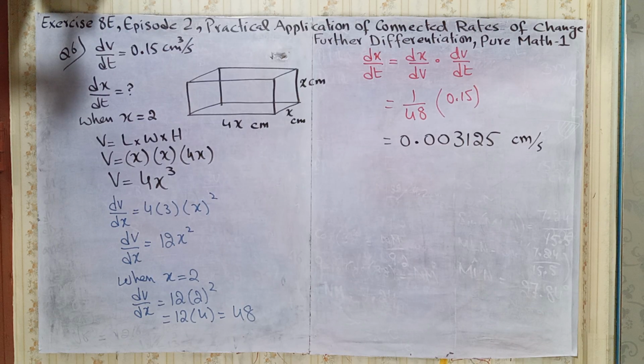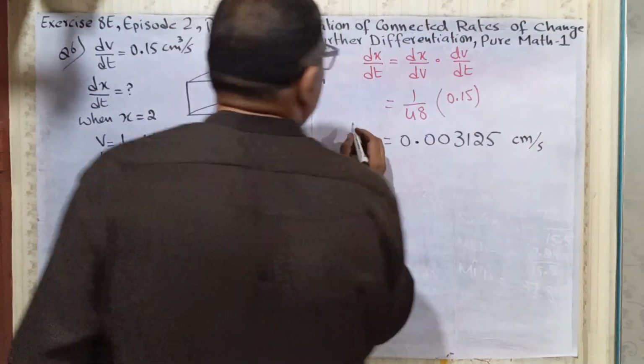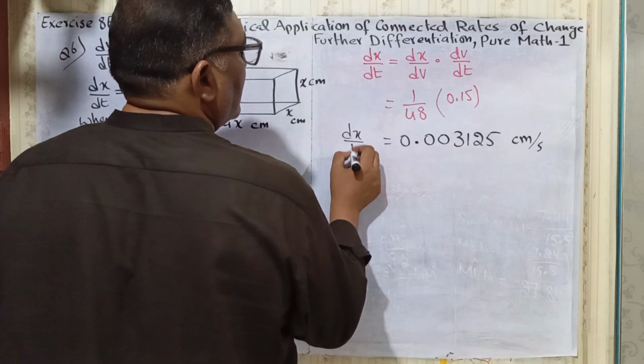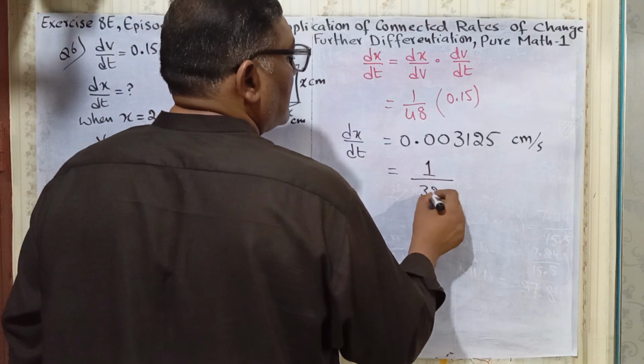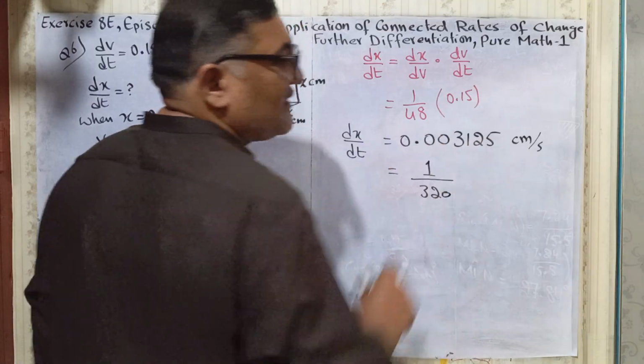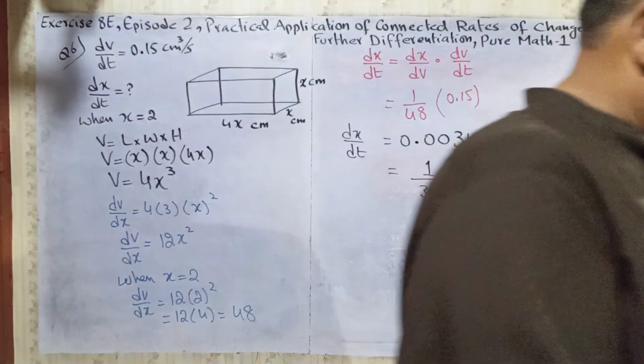The answer they gave is 1 by 320. So let me see, 1 divided by 320. Yeah. So our answer is right. They gave the answer 1 by 320. When you divide 1 by 320, you get the same answer. So this is the rate of the change of x. In the book, they have given this, and this and this is the same answer, okay? You can check on your calculator.